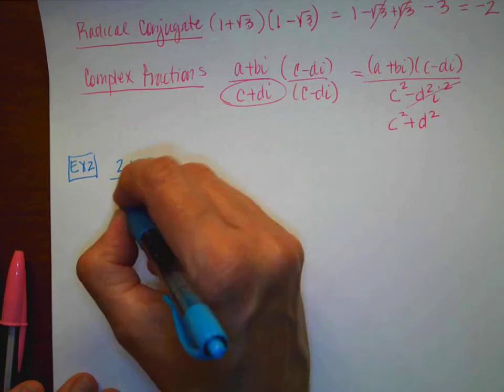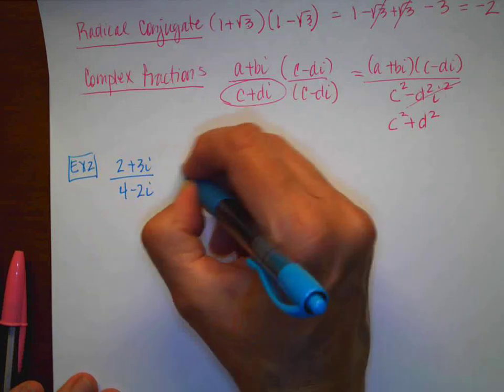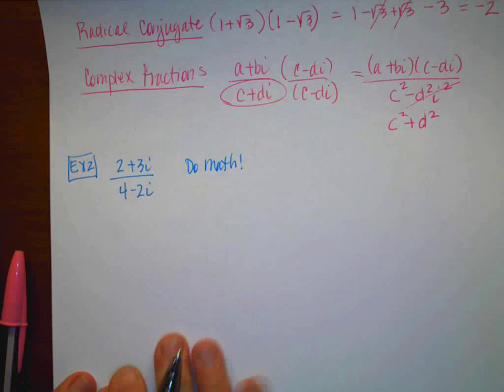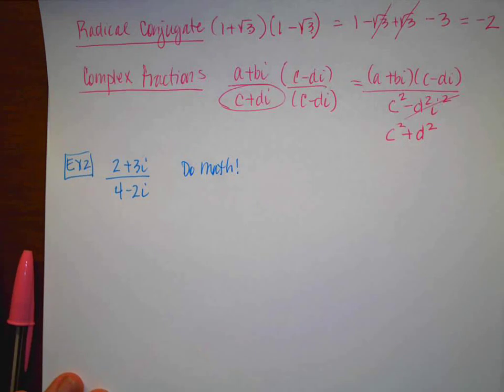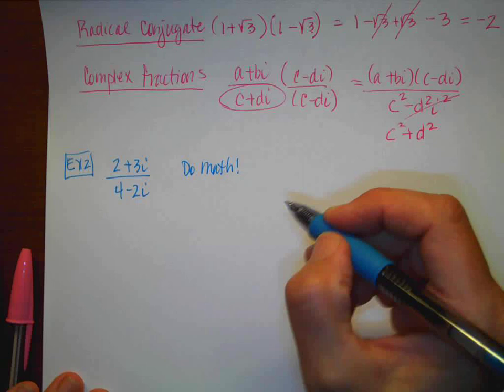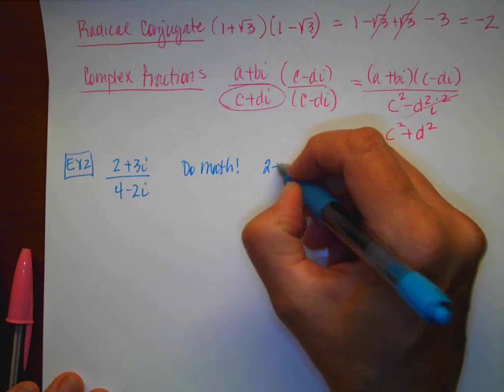And I'm going to have 2 plus 3i divided by 4 minus 2i. And my favorite directions, do math. Okay? I don't have to worry about the numerator. I can have complex numbers in the numerator. I just am not allowed to have complex numbers in the denominator. So I'm going to multiply.